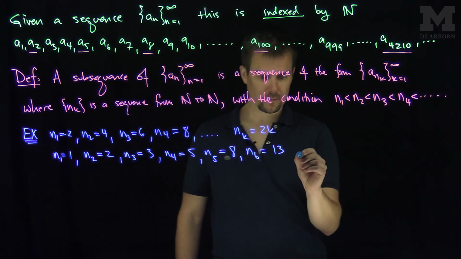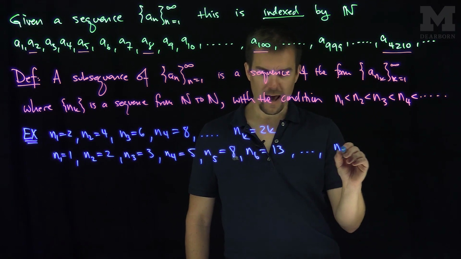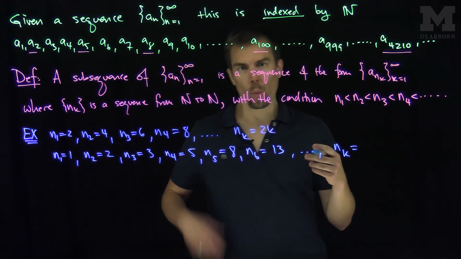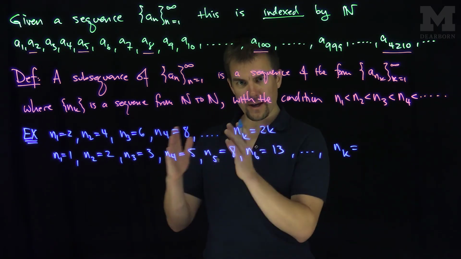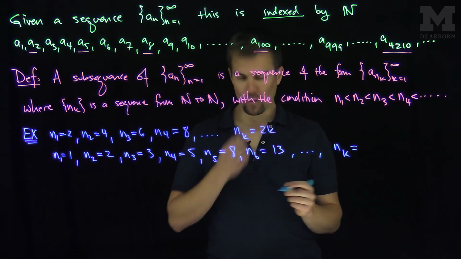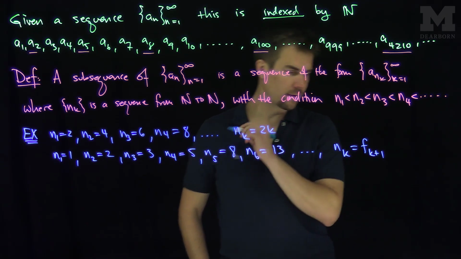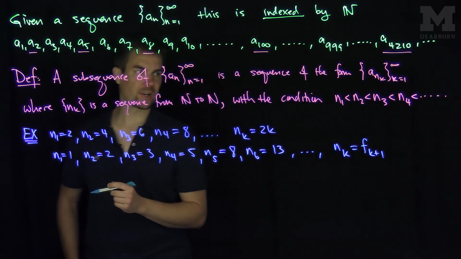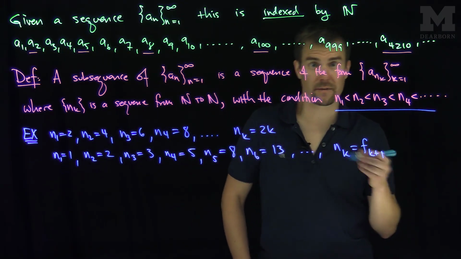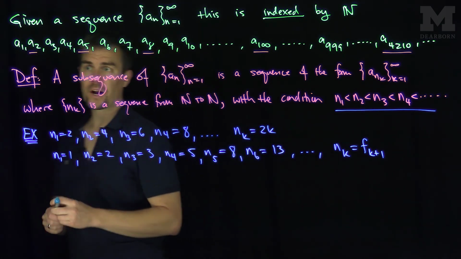And so in general, n_k is one of the terms, based on how I'm going to index the Fibonacci sequence, this will be F_{k+1}, right? The terms in the Fibonacci sequence. And that also satisfies this condition because the Fibonacci sequence is increasing. Great, so that's a subsequence.